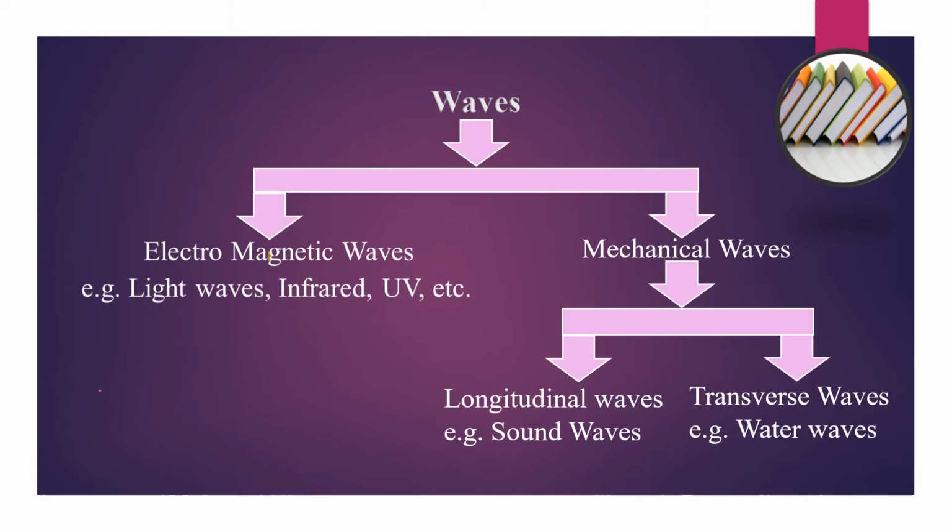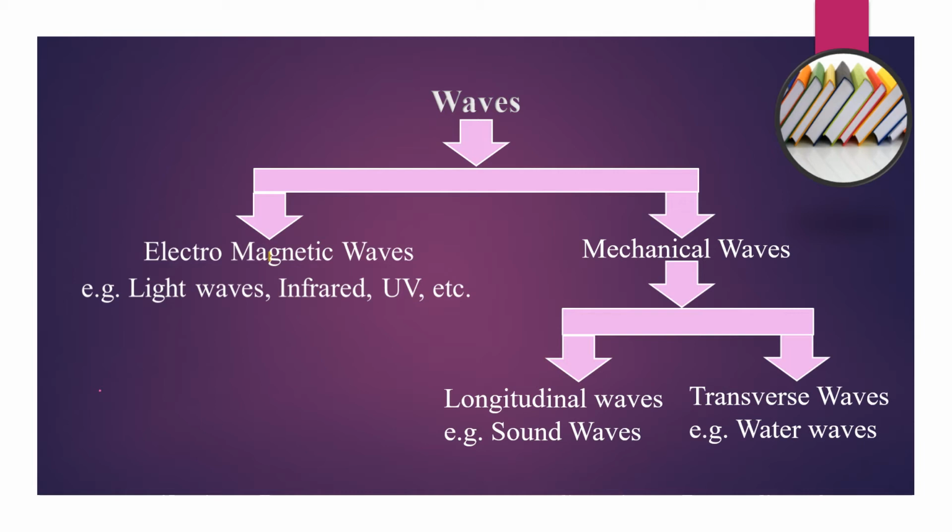Here we can see the two types of waves, electromagnetic waves and mechanical waves. The best examples for electromagnetic waves are light waves, infrared rays and UV, etc. In mechanical waves, we have longitudinal waves and transverse waves. Longitudinal waves are waves propagated in a medium in the form of compression and rarefaction.